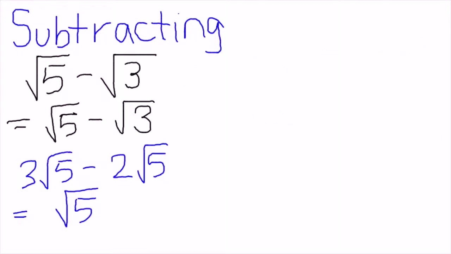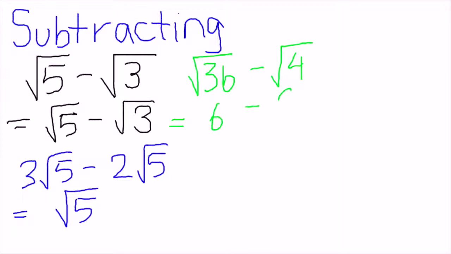So now let's move on to another example. So you're given the expression root 36 minus root 4. We can easily simplify this as root 36 is equal to 6 and root 4 is equal to 2. So we get 6 minus 2, which is equal to 4. Like I have said before, subtracting surds is very similar to adding surds, as all the rules are the same.